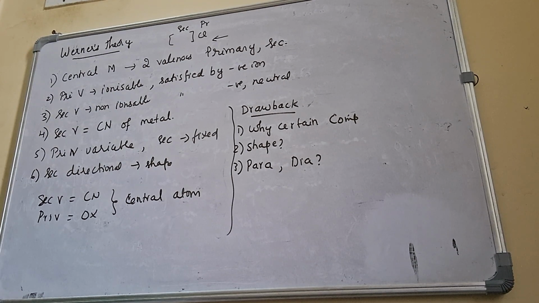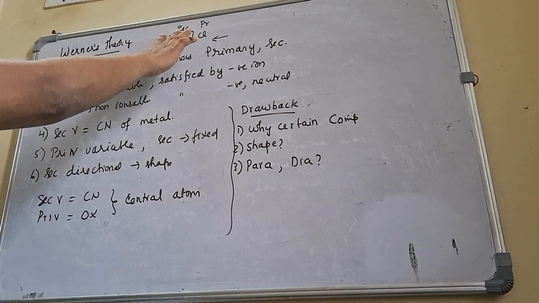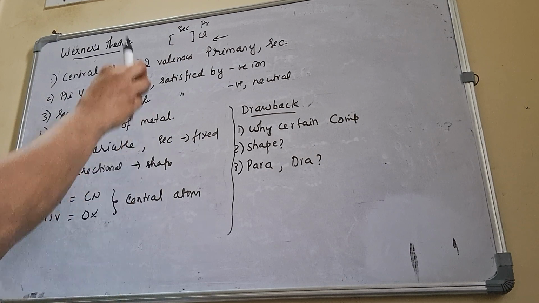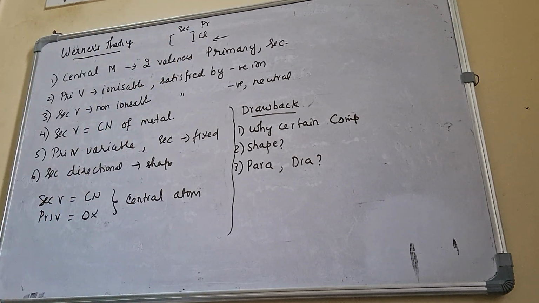But he did a decent job in telling you the basic information that whatever is inside the coordination entity, that is the secondary valency, it is non-ionizable and that will be the coordination number. Whatever is written outside the coordination entity, that is the counter ion, that is the primary valency, and that is ionizable and that will give you the oxidation state.